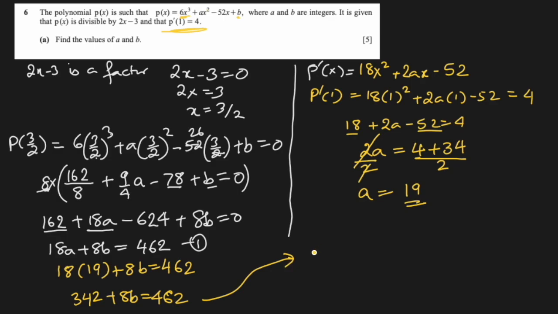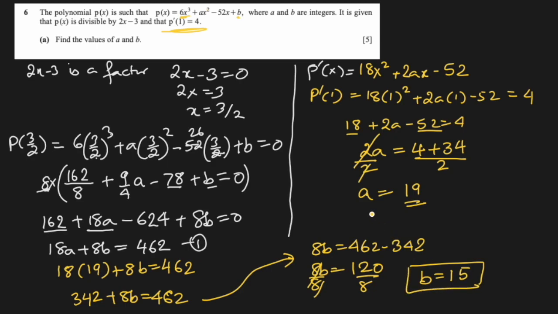Let's complete it here. 8b is 462 minus 342. So 8b is 120. Divide both sides by 8. Finally we get b equal to 120 divided by 8, which is 15. Got both a and b.